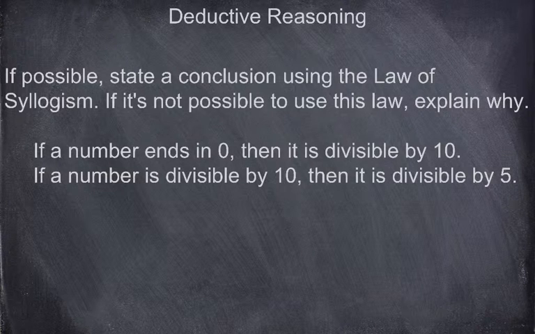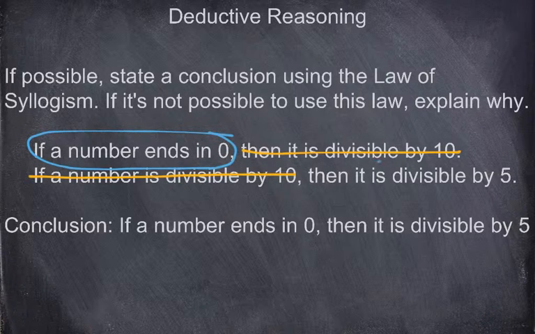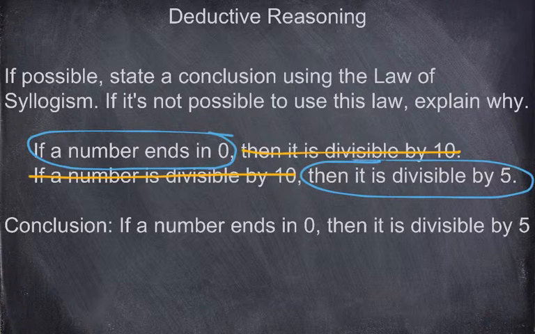So notice here we have a conclusion, it is divisible by 10, and a hypothesis, a number divisible by 10, that are the same. So we can cross those out. Therefore, we can use the law of syllogism to come up with our conclusion. And that conclusion would be, if a number ends in 0, then it is divisible by 5. Again, these two in the middle crossed out, leaving us with this hypothesis and this conclusion.